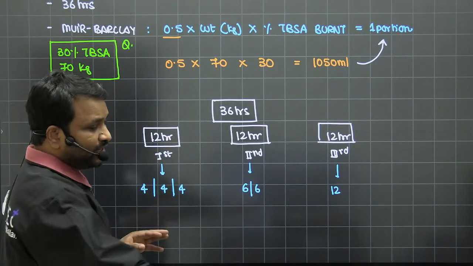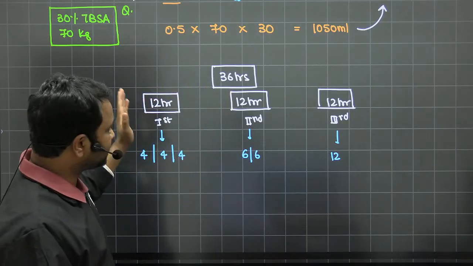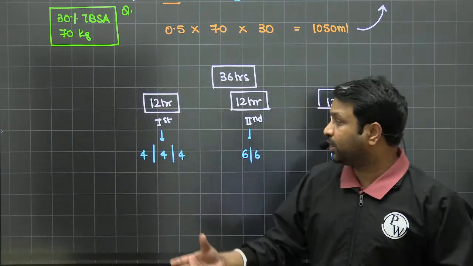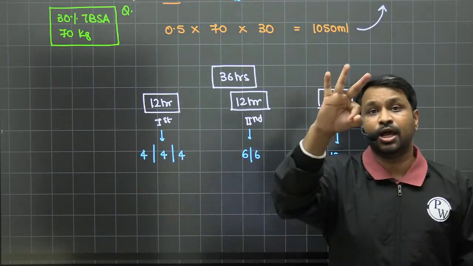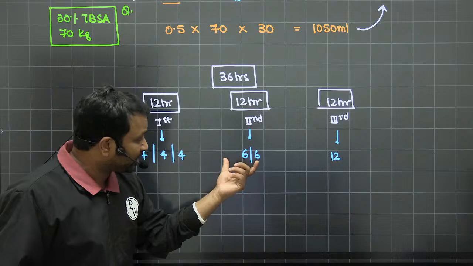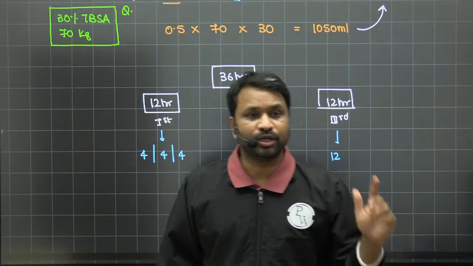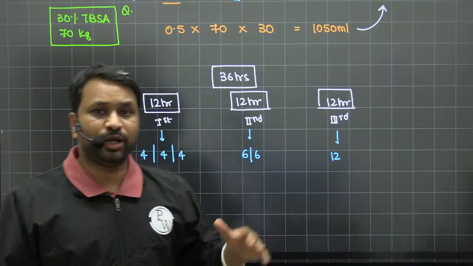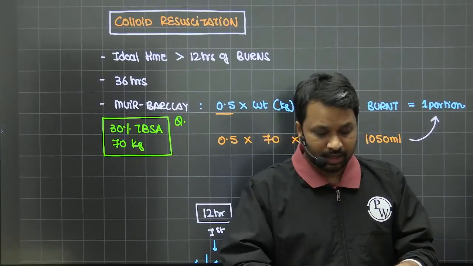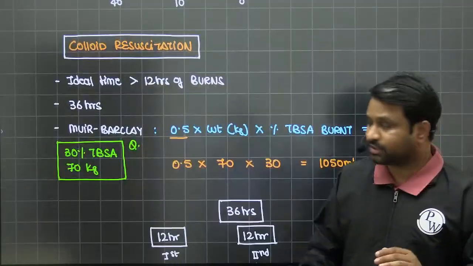So I have divided the total colloid resuscitation into 36 hours, and that 36 hours is divided into three 12 hours each. The first 12 hours of the colloid resuscitation can be given every 4th hourly, so maximum you can give 3 portions in the first 12 hours. In the second 12 hours, you can give maximum 2 portions, and in the last 12 hours, you can give only 1 portion. This is how you're going to look at the colloid resuscitation. Right? Now, all these are going to be quite important when you're looking at the entire resuscitation protocols.